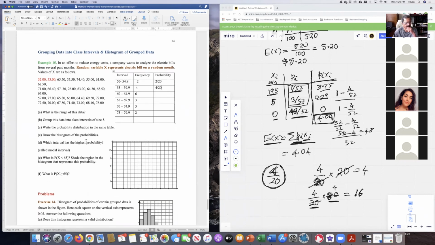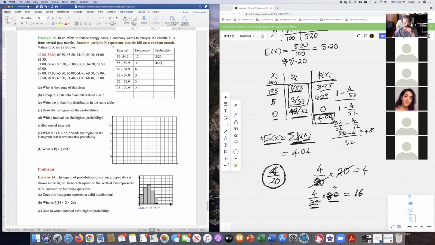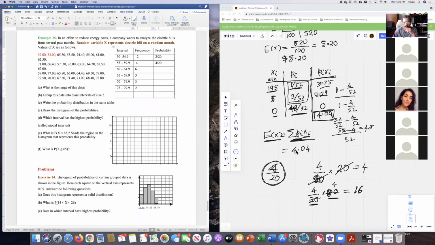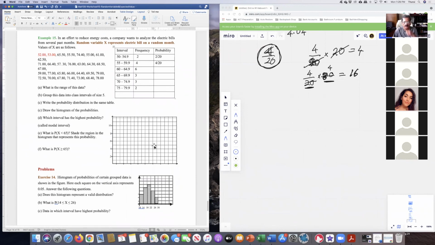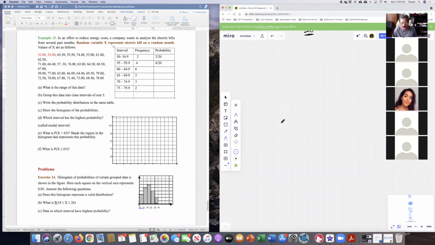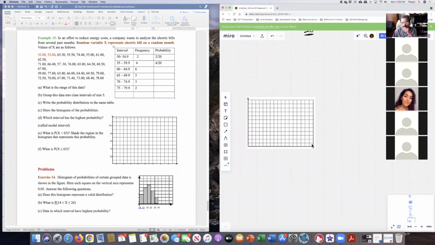So what's the difference? The only difference is now we have intervals. So if you have intervals, how do you do the histogram? The histogram is going to be slightly different. So let's see.